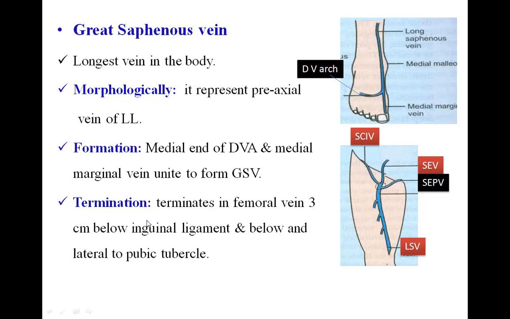Termination. It terminates in the femoral vein, 3 cm below the inguinal ligament and below and lateral to the pubic tubercle. So the great saphenous vein will terminate in the femoral vein, 3 cm below the inguinal ligament and below and lateral to the pubic tubercle.